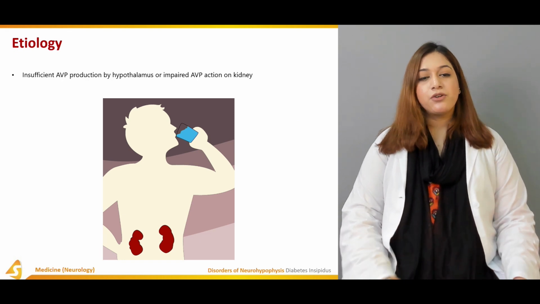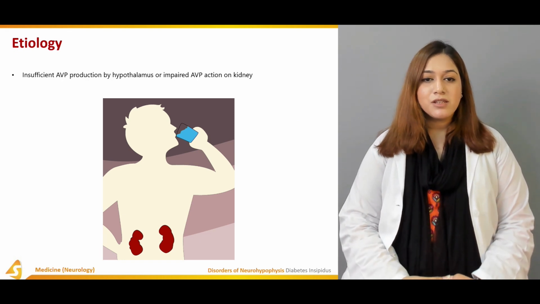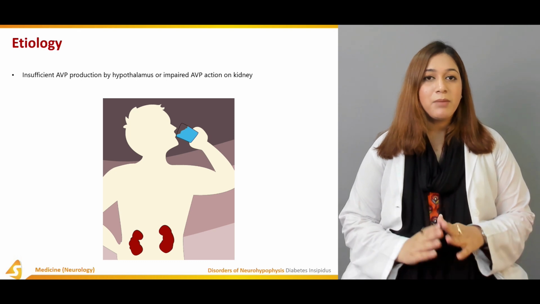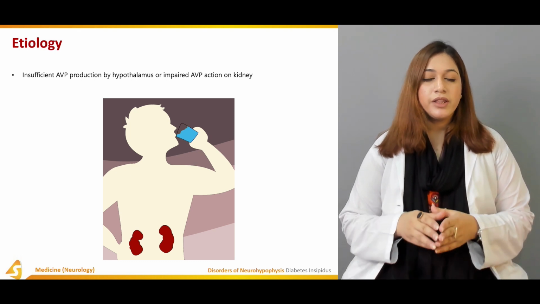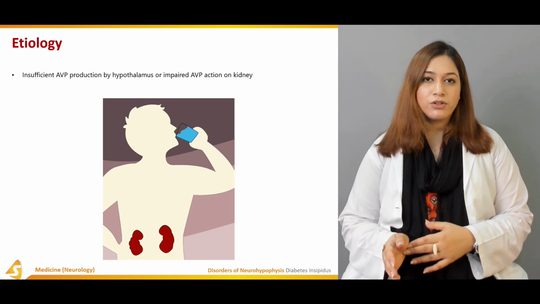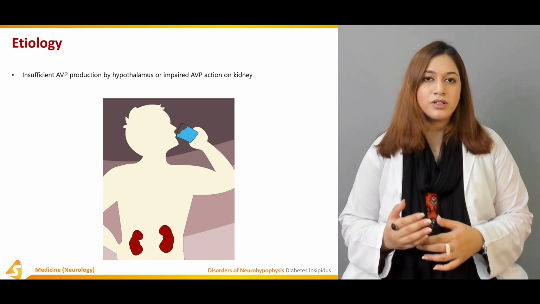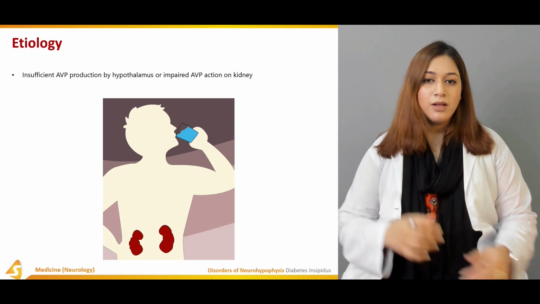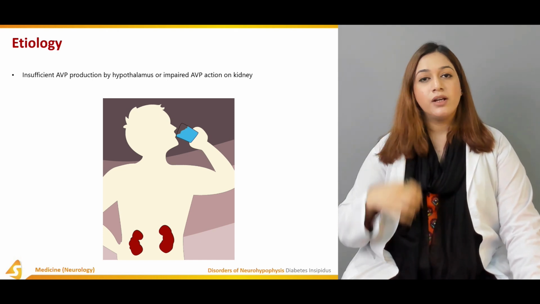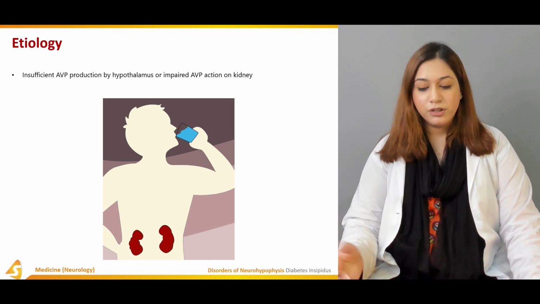If we talk about the etiology, there is insufficient AVP production by the hypothalamus, or there is impaired AVP action on the kidney. The normal circulating levels in the blood are normal, but the action of AVP is impaired on the kidney.